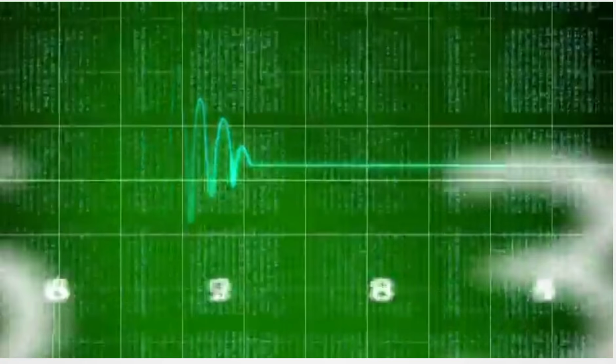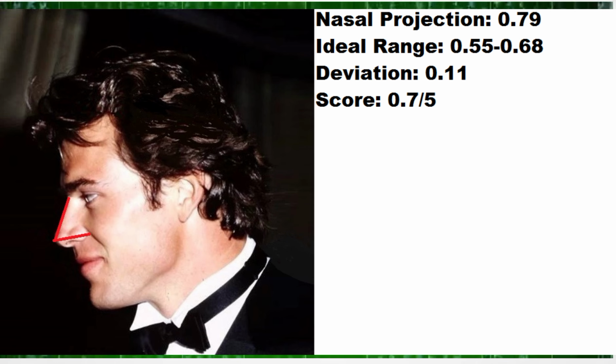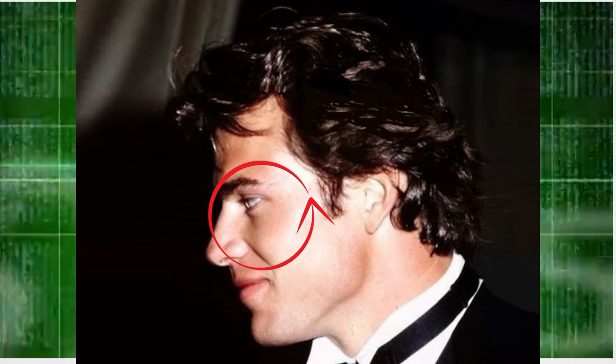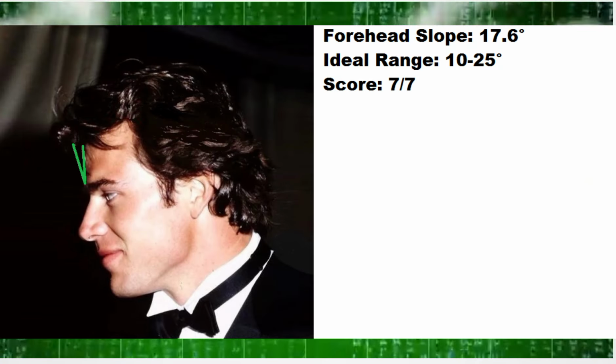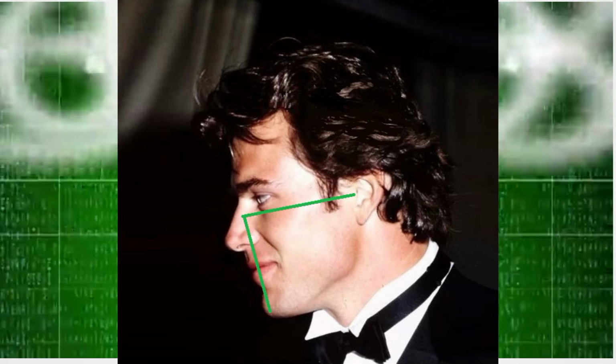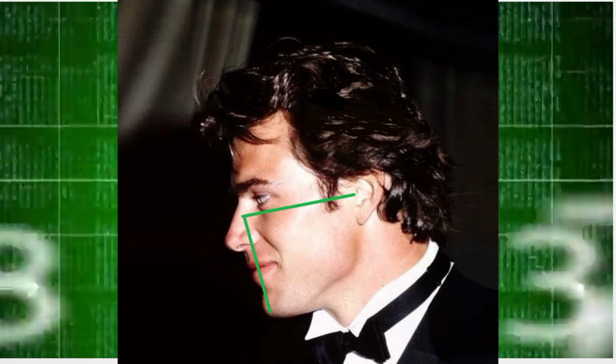Now look at his nose. His nasal width to height ratio is 0.92, which is slightly higher than ideal. His nasal projection is 0.79, which is higher than ideal. And his nasal tip angle is 130 degrees, which is higher than ideal. His orbital vector is positive. His forehead slope is 17.6 degrees, which is perfect and masculine. His Frankfurt line is perfect. So he doesn't have any recession in his mandible or chin area.